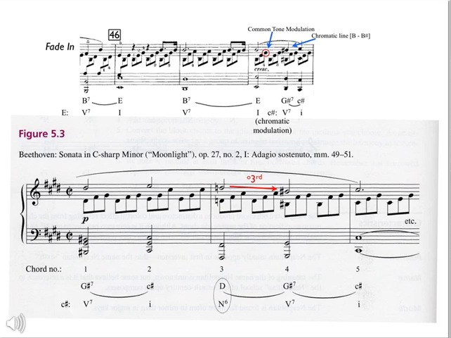In this example, the D, which is a half step above the tonic C sharp, goes to the B sharp, a half step below the tonic, and finally resolves to the C sharp. Another example of the root of the Neapolitan chord going down a diminished third to the third of the dominant chord.